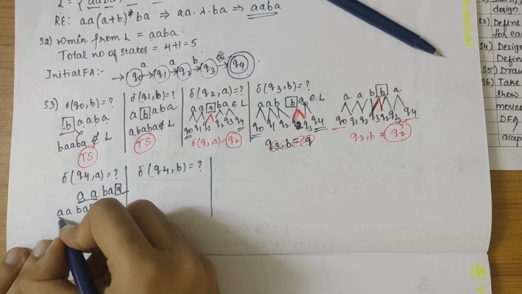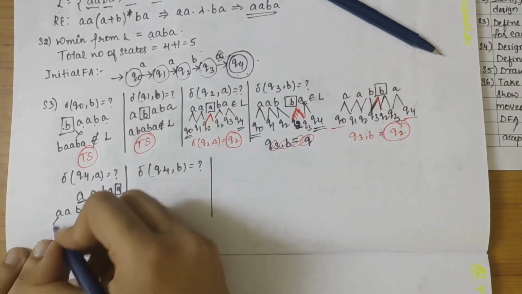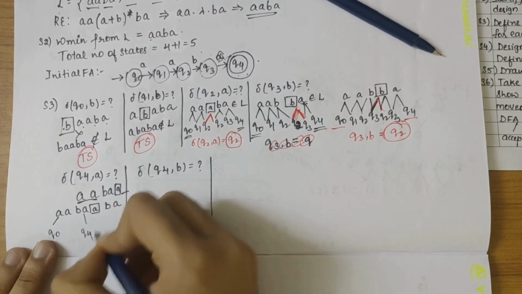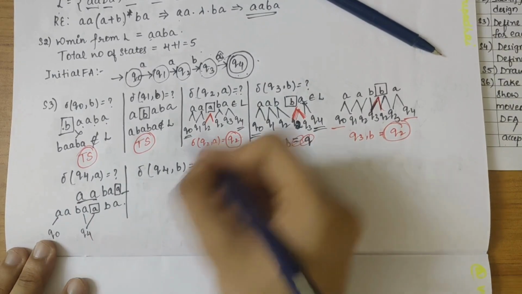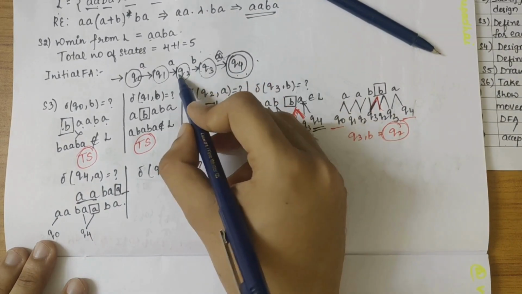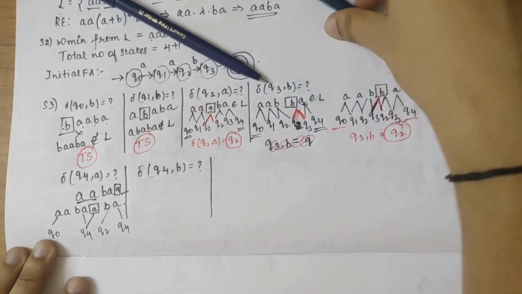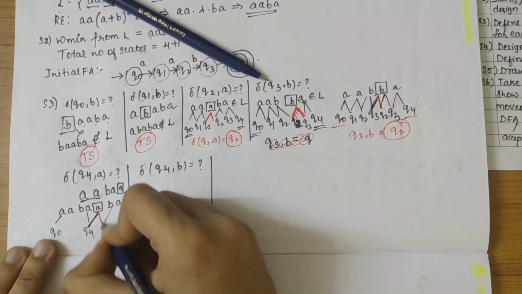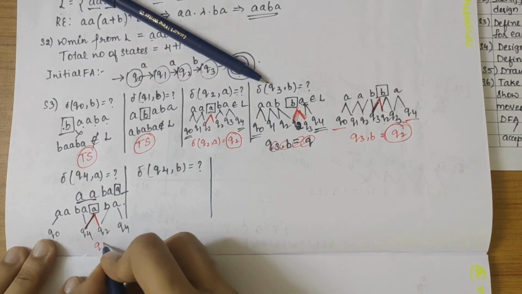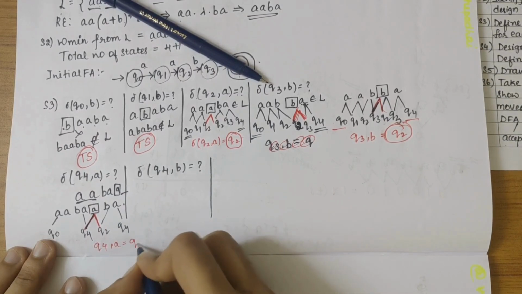So if you solve this, AABA, it's from Q0 to Q4, and Q4 on A needs to be found out, and here BA is there, that is Q2 to Q4. So the only possible way could be Q4 on A should give Q2.